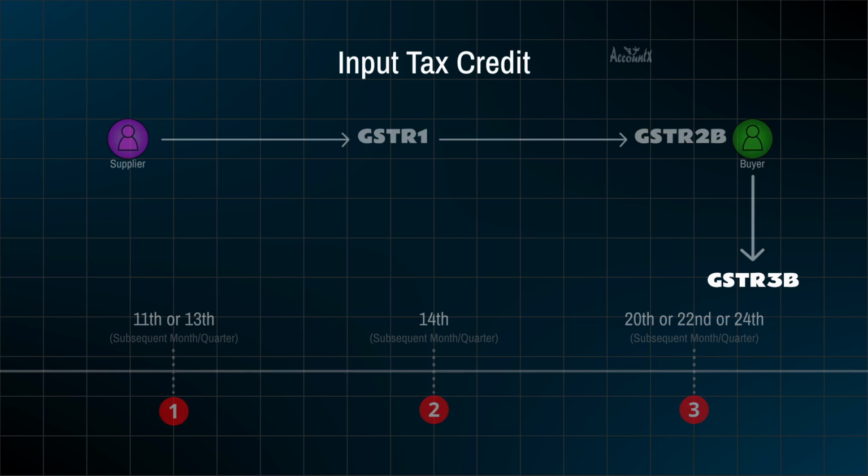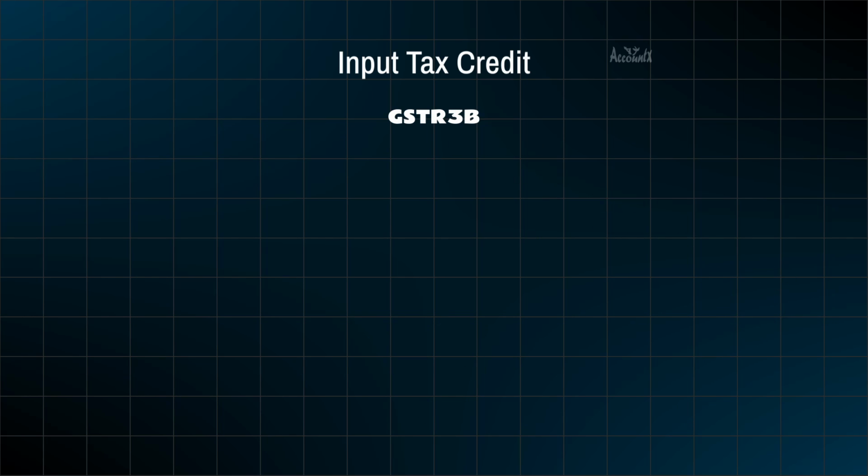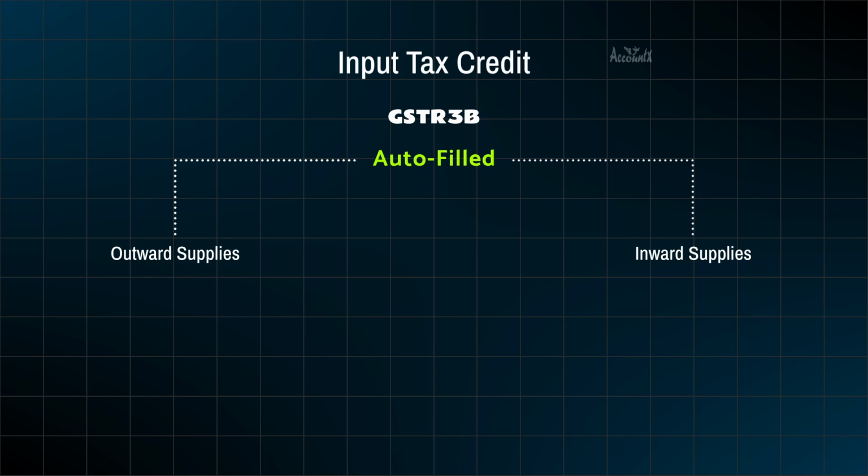Now coming back to GSTR 3B, most of the data in your GSTR 3B would be auto-populated. That is, outward supplies would be auto-populated from your own GSTR1. Then inward supplies would be auto-populated from GSTR2B, which is auto-generated on the basis of GSTR1 filed by your suppliers. This is how you avail input tax credit.